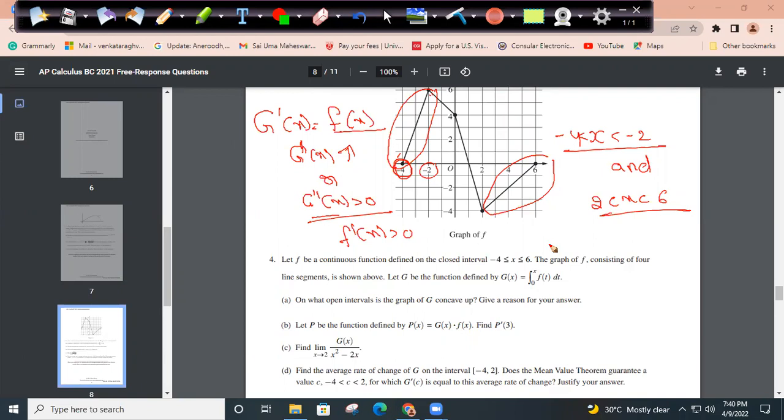I hope everyone is clear. So first try to understand when the function is concave up, not trying to memorize answers here. If you try to understand, definitely you'll get answers. I'm sure about it.